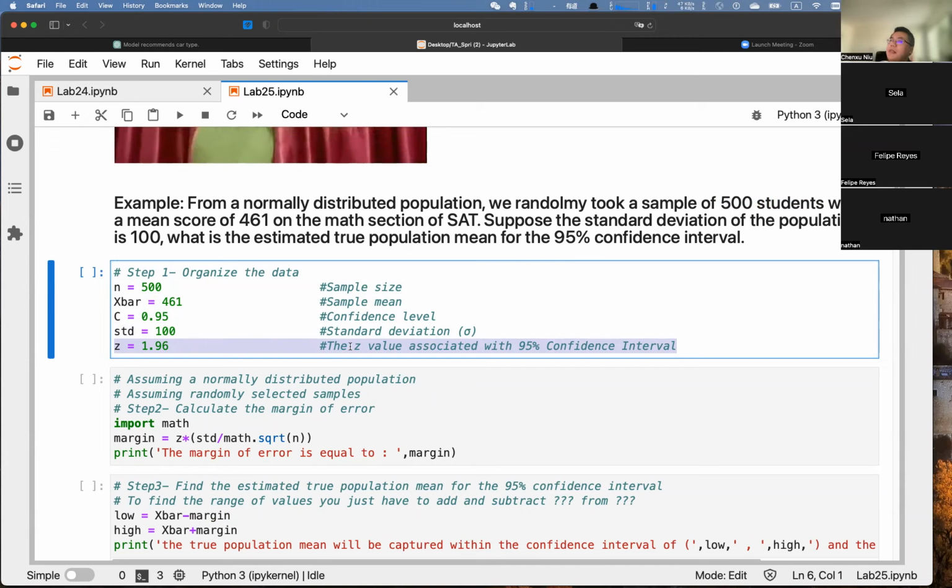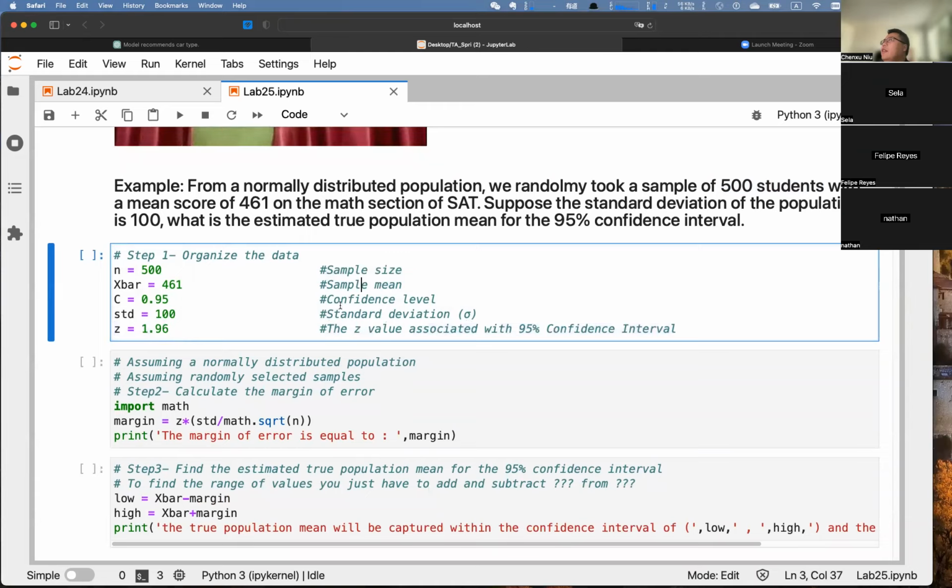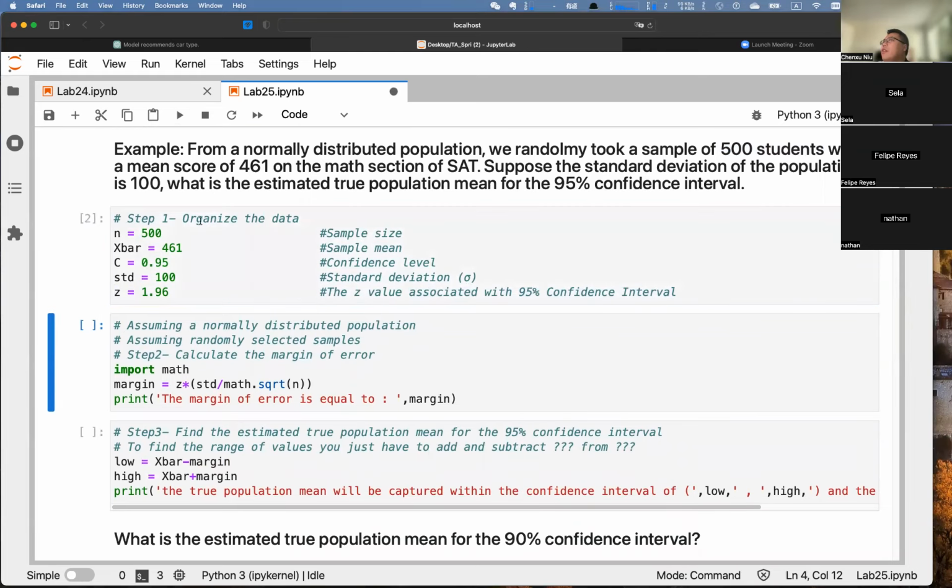Yes, it's a concept in statistics. If you are not very familiar, you can Google it. You can just type Z value and confidence interval, and then you will find out how to get the Z value from the confidence interval. Later, I will show you some other Z values with different confidence levels. So in this example, when C is 95, then Z is 1.96. Okay, and please run it to organize the data.